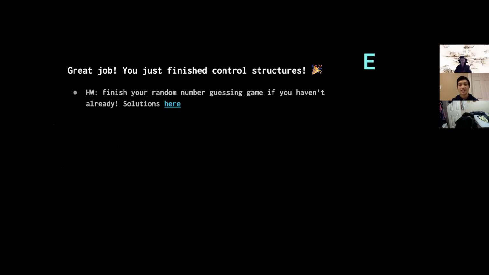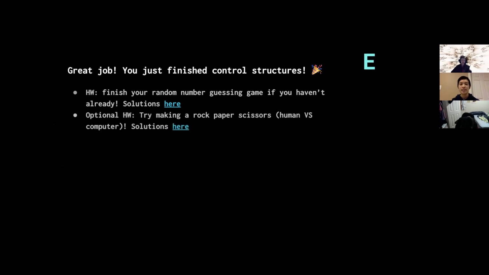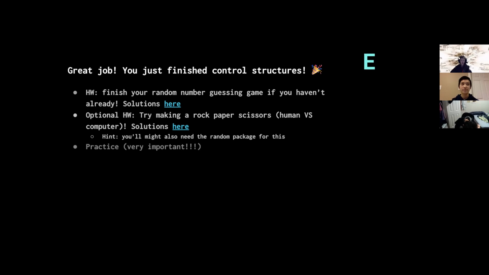Yeah, so you can finish that random number guessing game on your own time. And another optional project is making a rock, paper, scissors game. The solutions are on the slides, which will be posted on the Google Classroom. You also need a random package for that.